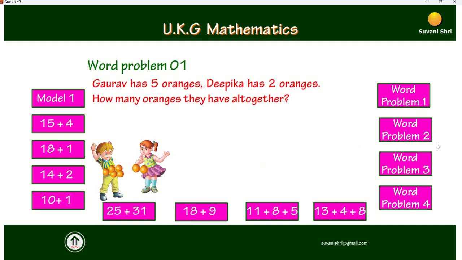Addition. Word problems. Gaurav has 5 oranges. Deepika has 2 oranges. How many oranges they have altogether? 5 oranges. 2 oranges. Add 5 and 2. We get 7 oranges.